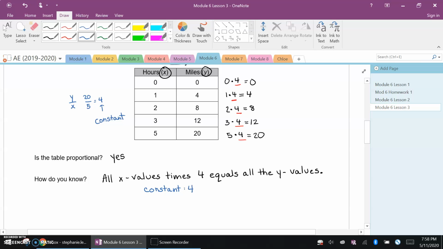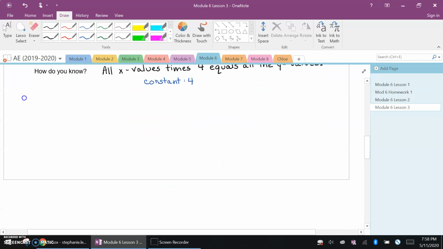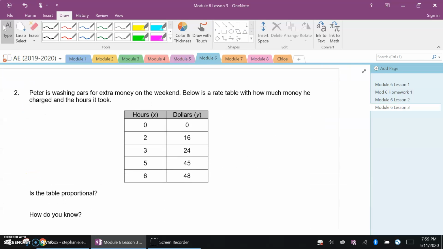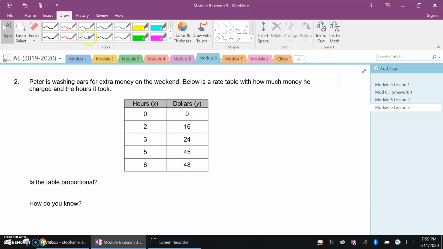Okay, so we're going to go ahead and look at the second page. This one says, Peter is washing cars for extra money on the weekend. Below is a rate table with how much money he charged and the hours it took. So, again, we can't start with the zeros. We're going to start here. So 2 times what gives us 16? We know that 2 times 8 gives us 16. So 3 times 8 gives us 24.